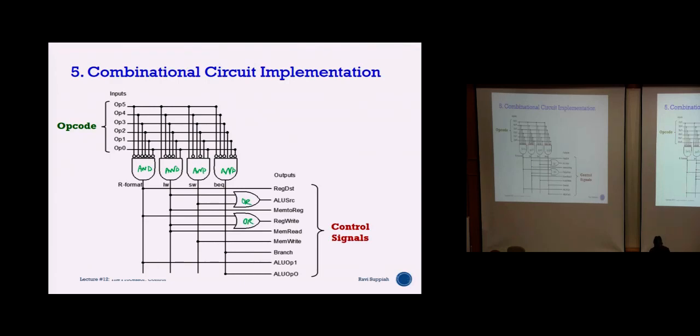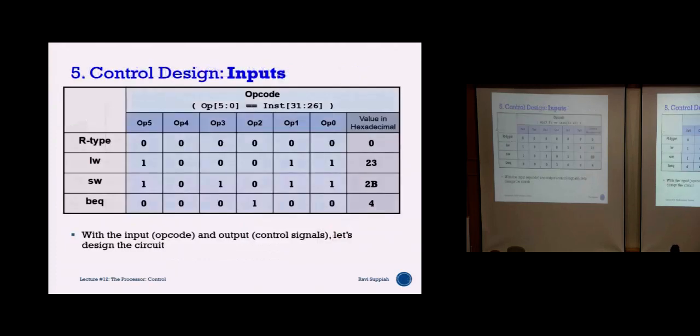And effectively, what do you see here? We are just trying to directly map all the inputs to all the outputs. So for example, here, if I look at this, my R-type instruction is when all my inputs are 0, correct? Okay, so how do I do that?